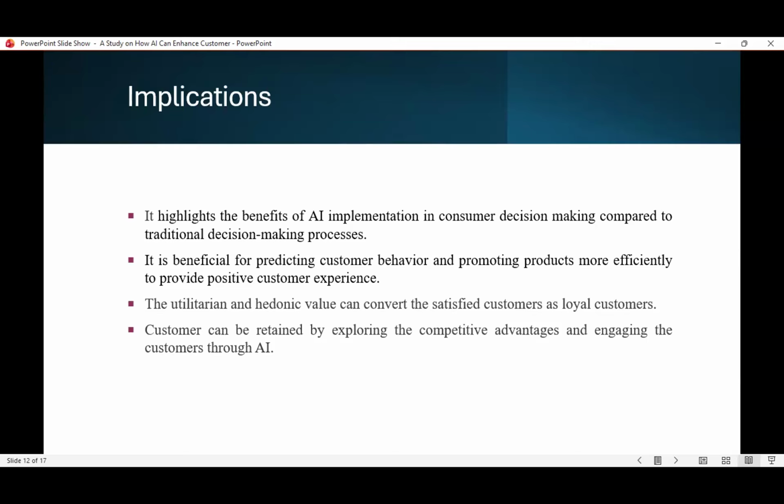Now, as we all know, customer engagement is crucial for the brand to sustain in the market and to establish their image in the market. Very much crucial. So that's how it is creating utility for the brand. The utilitarian and hedonic value, which we have discussed in the pre-purchase point, also helps in converting the satisfied customer into a loyal customer. And through this, with the help of AI, it becomes very helpful for the brand to retain their customers and also to create a competitive advantage over their competitors as well. So these are a few implications.